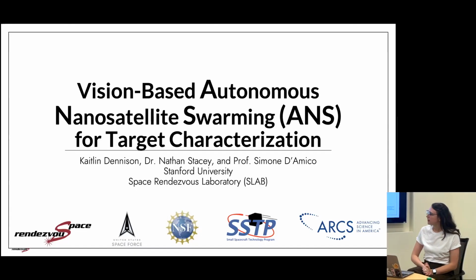Right, so today I'm going to talk about how we do vision-based structure from motion, stereo vision, for the autonomous nanosatellite swarming project. Mostly I'm going to talk about the project and very little about the stereo vision aspect, but the project is really, really interesting.